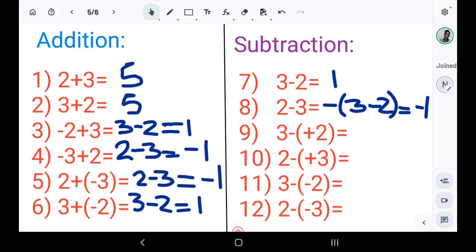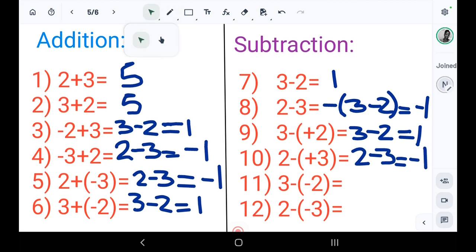There. 2 minus 3. Next, 3 minus positive 2. That is the same as 3 minus 2. So we'll write that down. 3 minus 2, and that is a good old 1. Next, 2 minus positive 3, that is the same as 2 minus 3. By now you should know how to do this. It's the same as 3 minus 2, but with a negative number in front of it, so that will be negative 1.